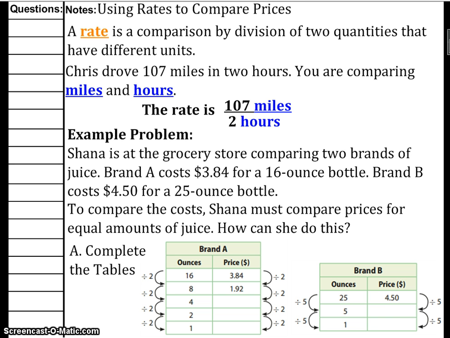Well, there's a few different methods, and I'm going to show you them. So the first one is creating tables. So the first thing you want to do is complete the table for brand A and brand B. As you can see, the ounces going all the way down to 1 are being divided by 2, as well as the price. The reason we're going all the way down to 1 is because there is no other number that 16 and 25 can have the same.